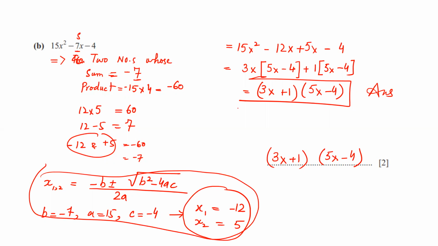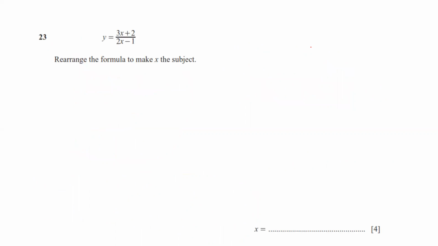but since this question wants you to factorize, you have to use this approach to get complete credit. This is a way to check your answer and to see whether you have found the correct values or not. Not only check, you can always find these roots, and these roots are actually these numbers. Okay, so moving ahead, question number 23. It says rearrange the formula to make x the subject.